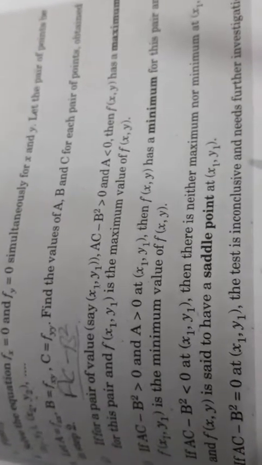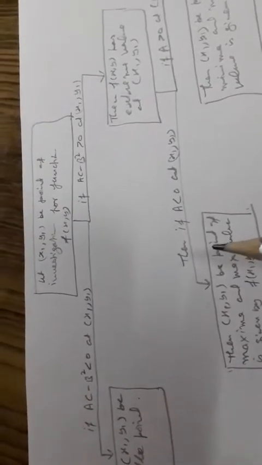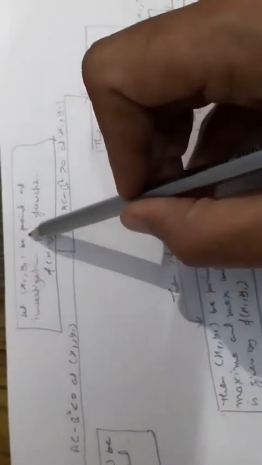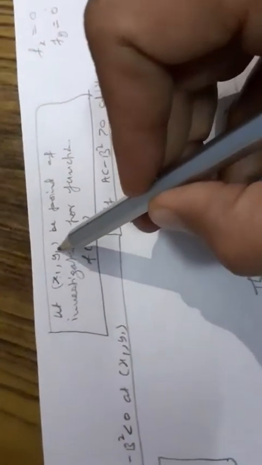Let us understand this method's working rule better by seeing the diagram. Now by this diagram it will be more clear how to determine the maximum and minimum value. Let (x1, y1) be the point of investigation. That means this is the point. This point is obtained by putting the partial derivative of f with respect to x equal to 0 and the partial derivative of f with respect to y equal to 0. After equating these two derivatives to 0, let the first point become (x1, y1). This is also known as the point of investigation.